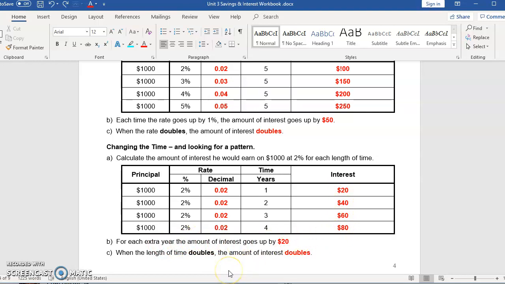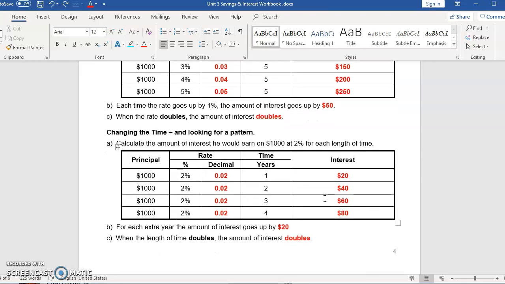When the length of time doubles, the amount of interest doubles. Let's see how we know that, right? 2 years is double 1 year, 40 is double 20. 4 years is double 2 years, 80 is double 40. Double the time the money's in the account, double the amount of money you're going to get in interest. Pretty simple, right?